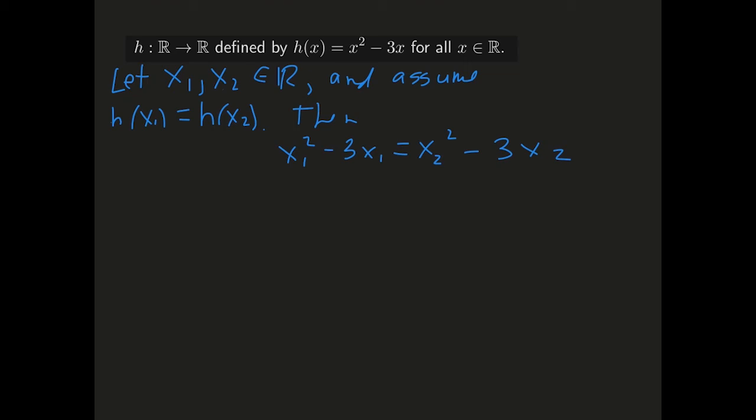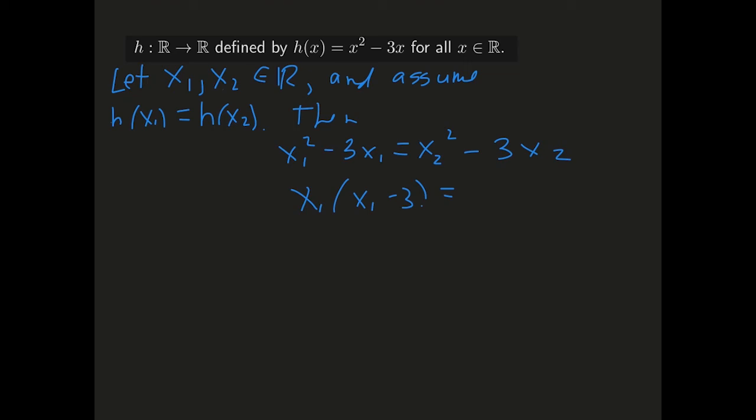Well, this is a little bit ugly. Not much we can do with this, right? There's no way we could get the x1s and the x2s alone on both sides. And even if we did try to factor out an x1, that'll give me x1 times x1 minus 3 equals, well, that's not going to do anything. I have a mess anyway.